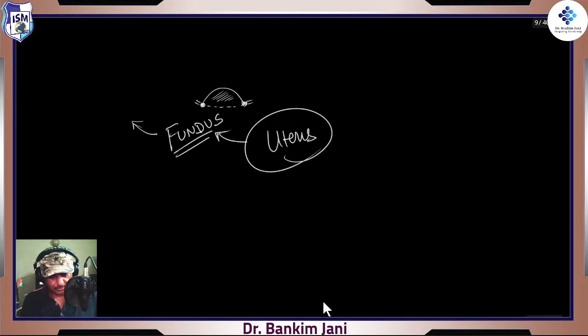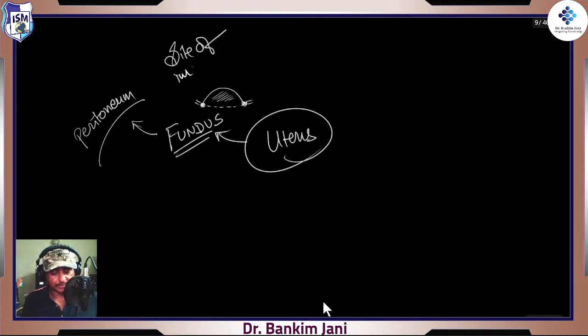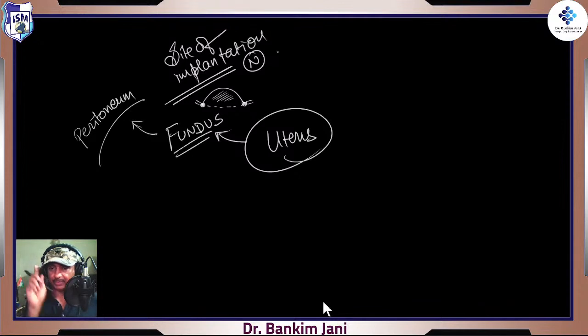This thing is covered by peritoneum. This fundus is important for one reason: it is the site of implantation, normally. Normally over here it would be implanted, because abnormally it can occur anywhere. As we discussed, in the fallopian tube, that is what is called ectopic pregnancy. If it is in the fallopian tubes, yes, it can burst the tube, and it has to be terminated. So that is the fundus. Then come the surfaces.